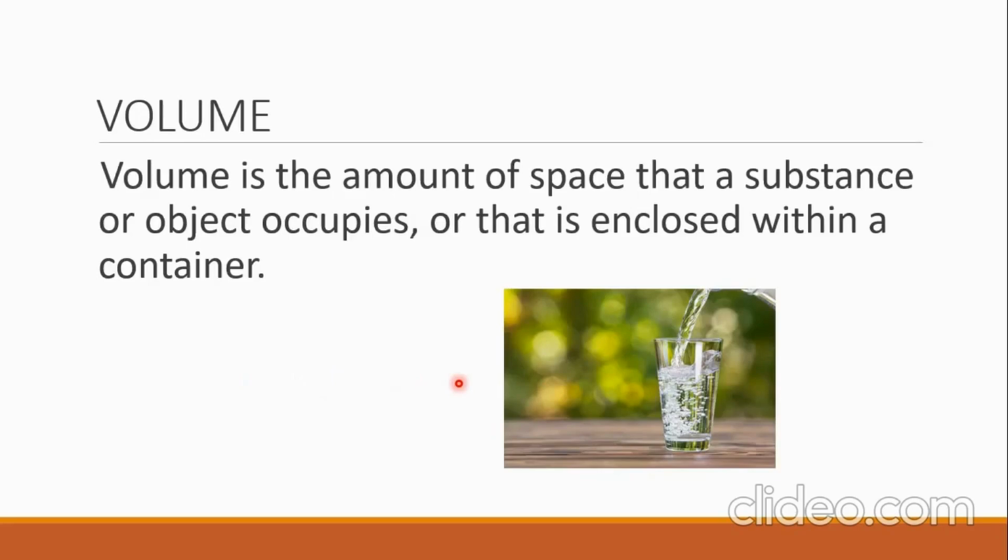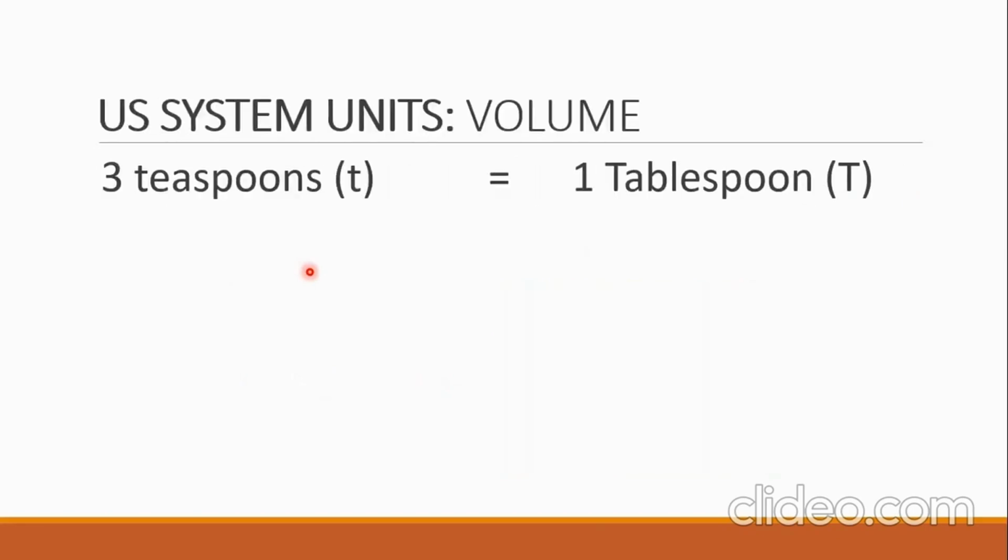Let's go to the volume. Volume is the amount of space that a substance or object occupies or that is enclosed within a container. So for the system units of the volume, we have here teaspoons, symbolized by small t. There is also tablespoon, symbolized by capital T. In this equation, 3 teaspoons equals 1 tablespoon.